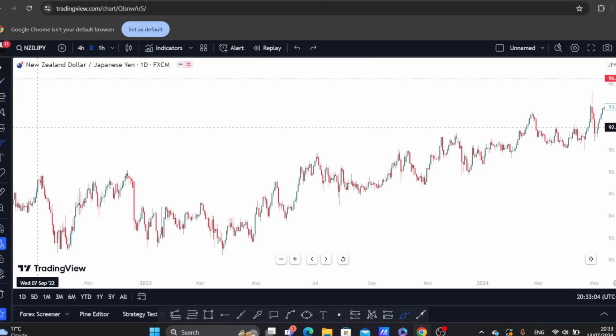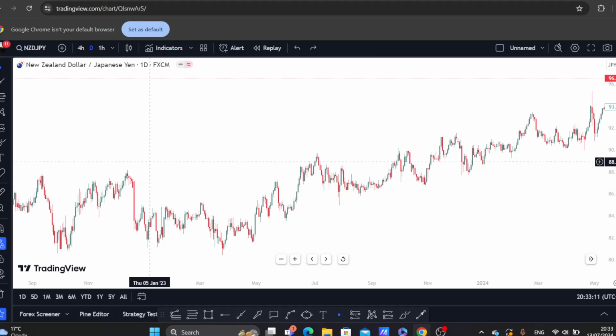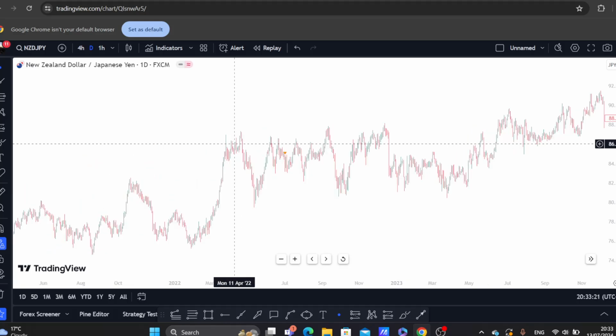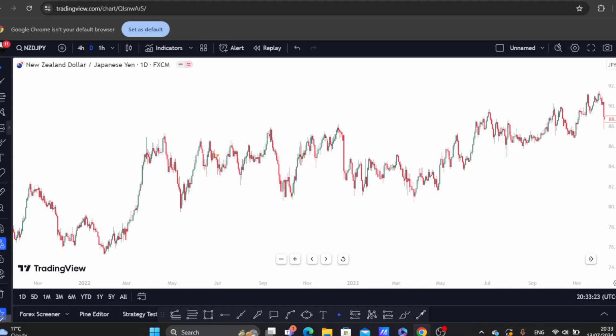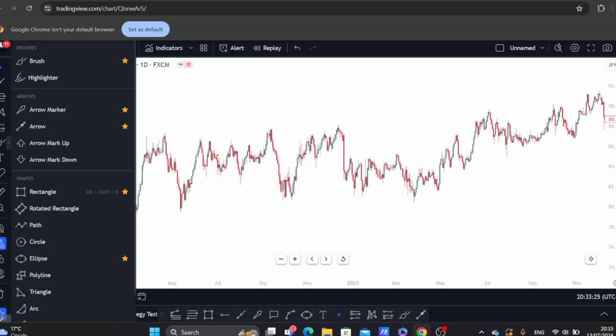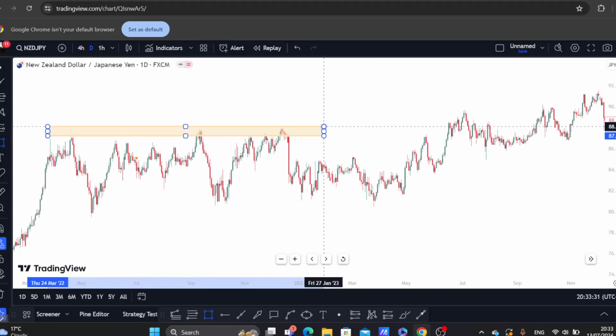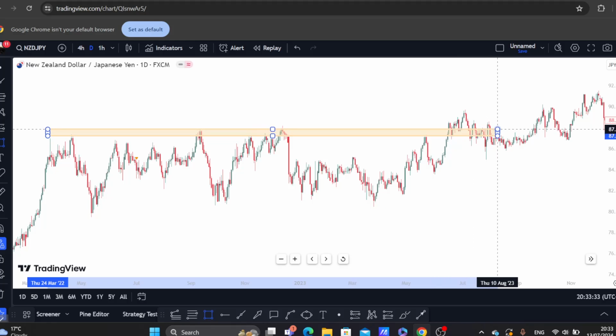I'll show you a quick example on New Zealand Japanese yen on a daily time frame. You can backtest this on any time frame. It's just the same process. So my equal highs are right here. These are my equal highs.